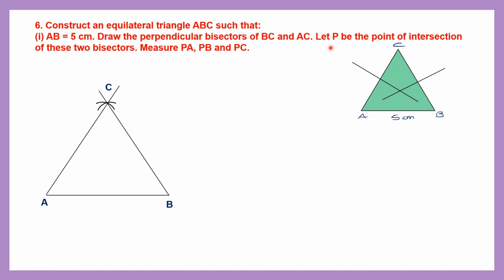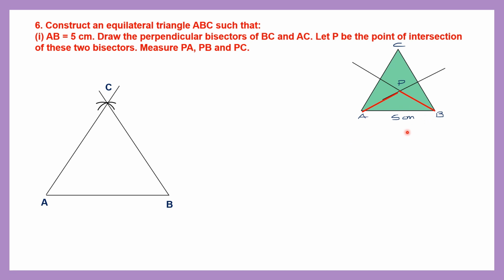And then let P be the point of intersection. So here we're going to name this point P. Then we have to measure PA. That means we have to extend this point from P to A. We have to extend it. So that is PA.